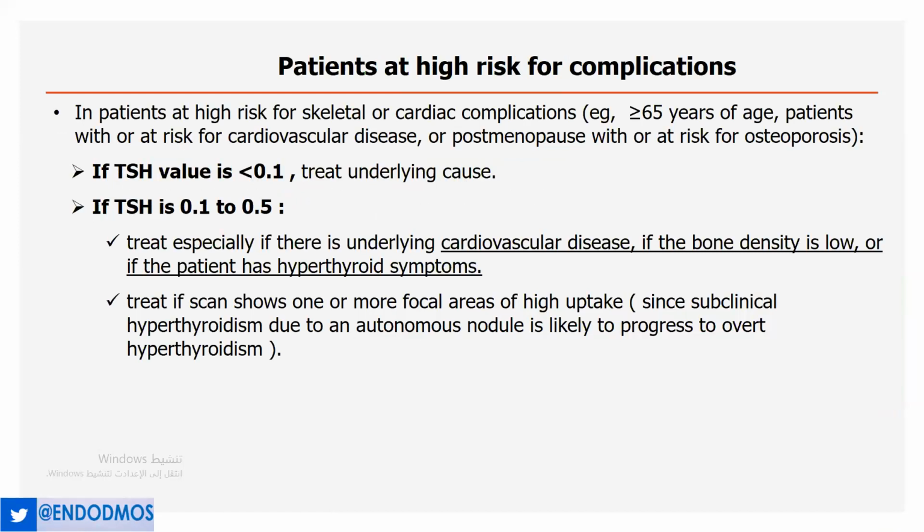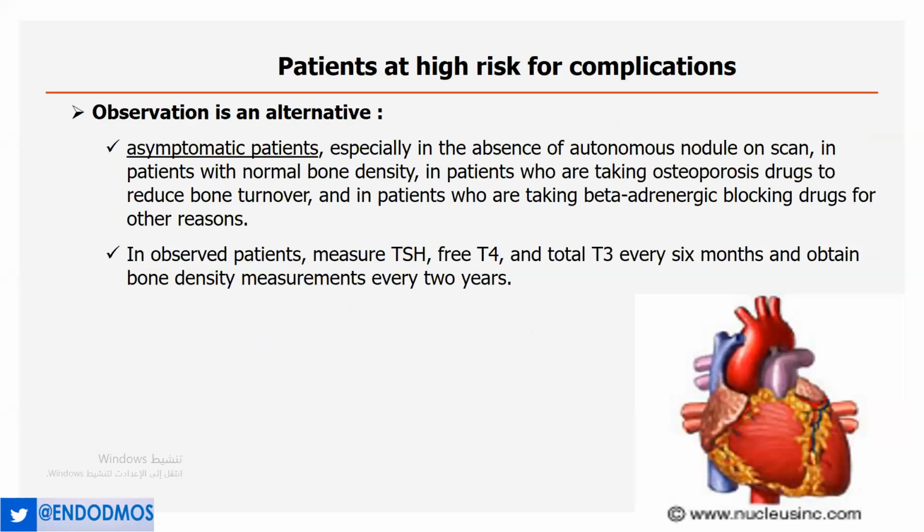But if it is between 0.1 and 0.5, treat especially if there is underlying cardiovascular disease, or bone mineral density is low, or the patient has hyperthyroid symptoms. Again, you can treat if the scan uptake is high. So these are the indications if TSH is between 0.1 and 0.5. For an asymptomatic patient, especially in the absence of an autonomous nodule on scan, with normal bone density, taking osteoporosis drugs to reduce bone turnover, or taking a beta blocker, observe and measure TSH, free T4, and T3 every 6 months to have good monitoring.